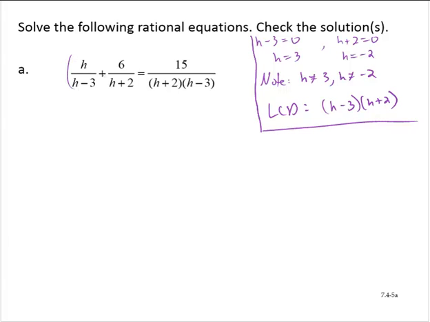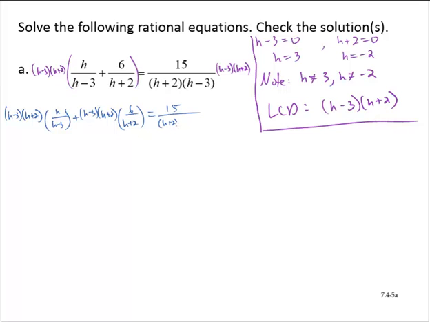Alright, so I'll multiply both sides of the equation by h minus 3 by h plus 2. Alright, so I have h minus 3 by h plus 2 times h over h minus 3 plus h minus 3 by h plus 2 times 6 over h plus 2 is equal to 15 over h plus 2 by h minus 3 times h minus 3 by h plus 2.